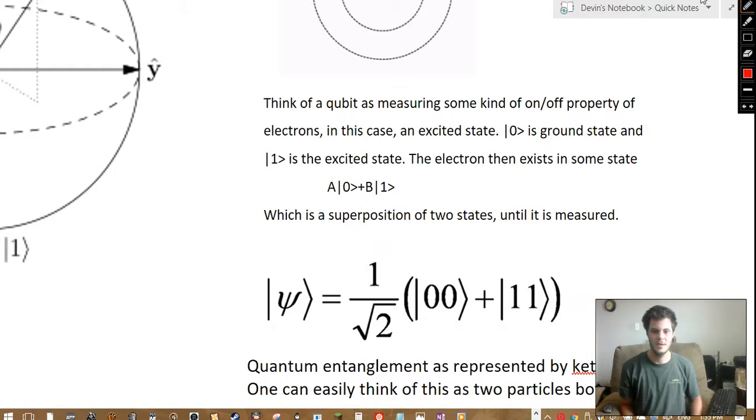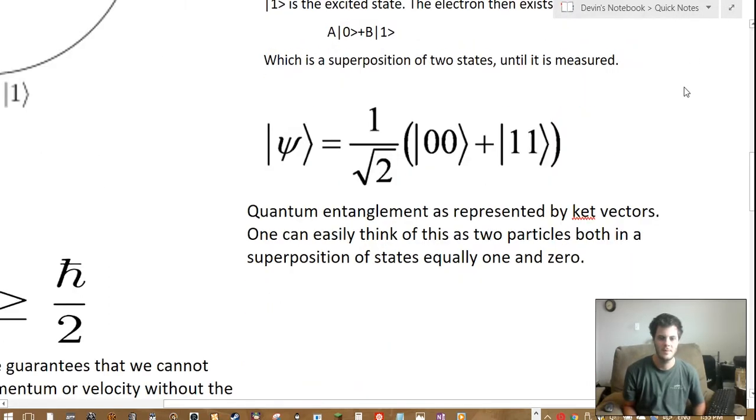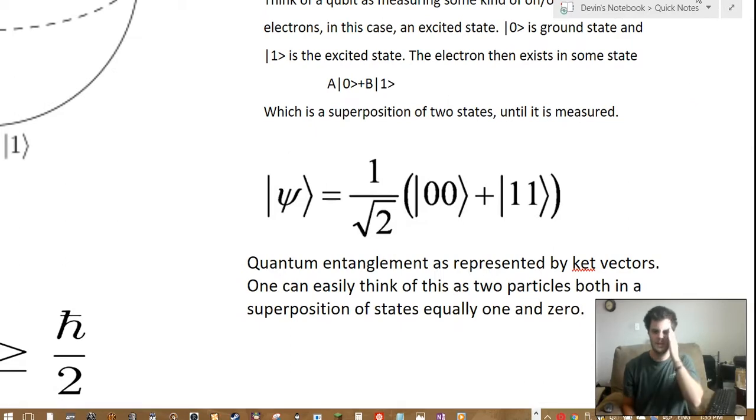So we have this idea of on and off properties. We have this A plus B1, and it exists in some state between, where you have A amount of 0 and B amount of 1. So you can have 0 of 1 and 1 of 0, or you can have 1 of 0 and 0 of 1, or anywhere you like in between. We're going to start thinking about this in terms of matrices and vectors.